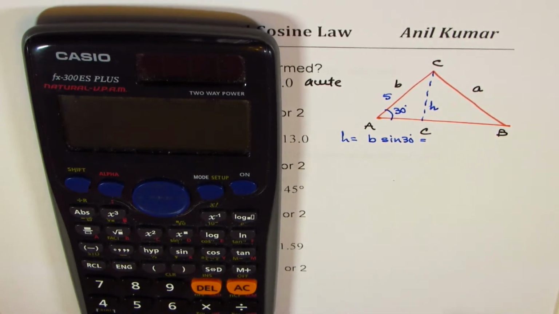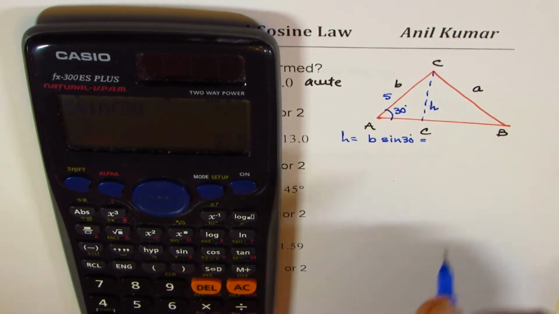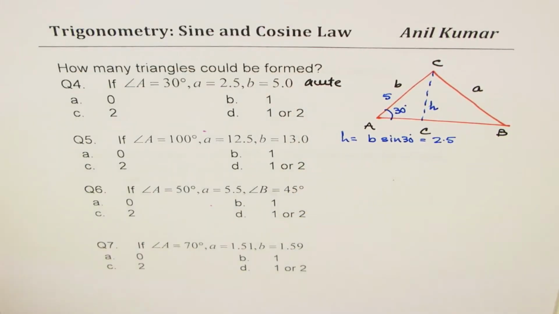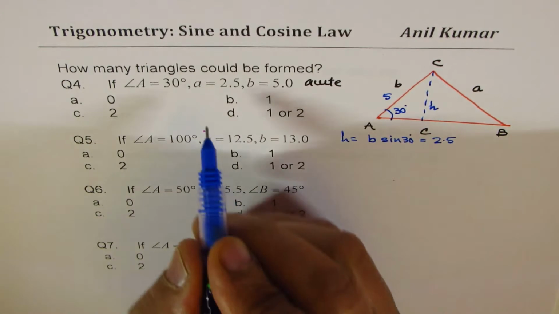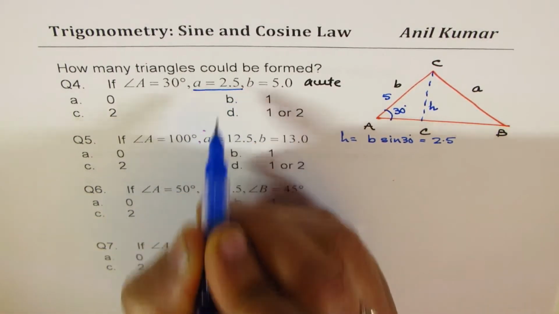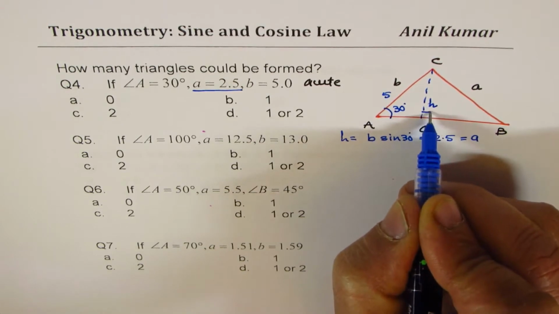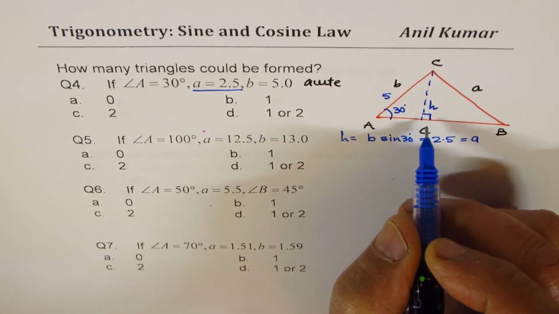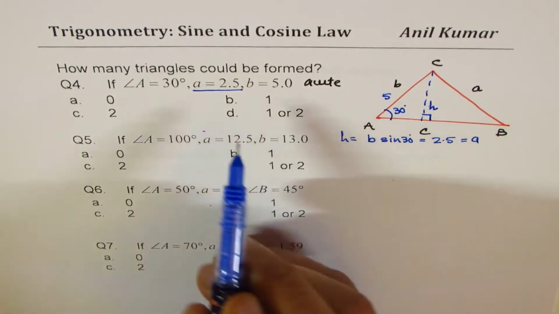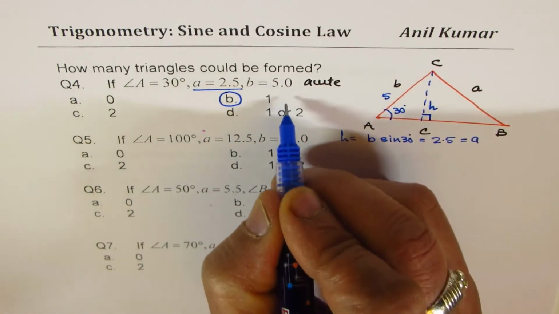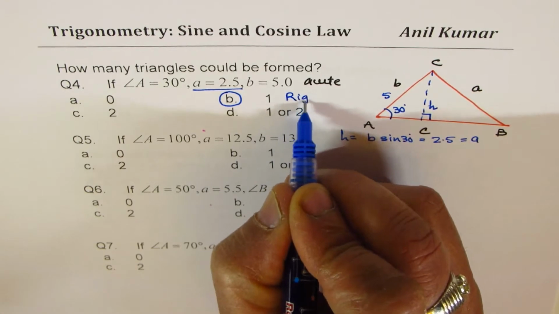Okay. So we'll do 5 sine of 30 degrees, which is equal to 5 over 2 or 2.5. So height is 2.5 and we are given a is also 2.5. Now, which is also equal to a. That means we'll make a right triangle. Do you understand? So in this particular case, we'll actually make only one triangle, and this triangle is special. It will be a right triangle.